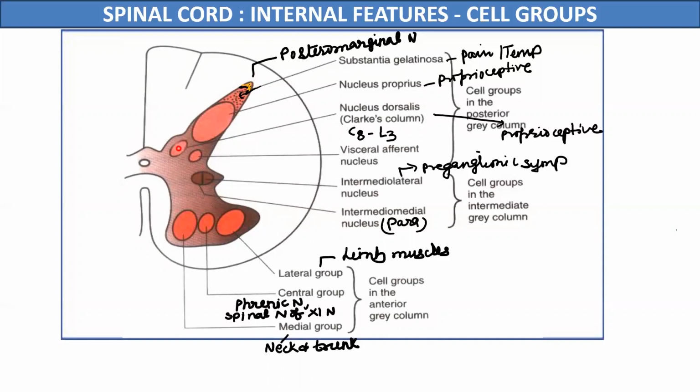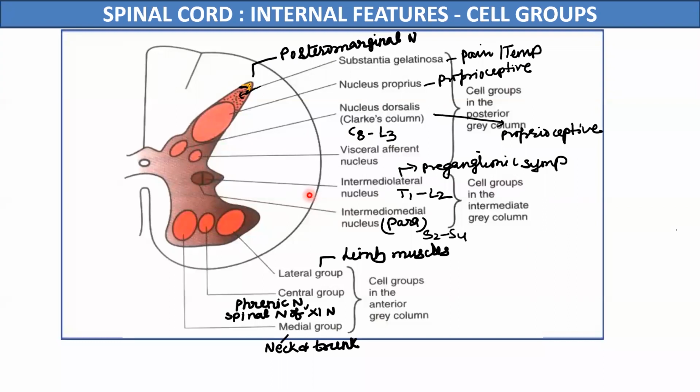And the fourth group of neurons is the nucleus dorsalis or Clarke's column, which is also receiving the proprioceptive sensations, but it is present only from the C8 to L3 segment of the spinal cord. And last was the visceral afferent nucleus, receiving the sensory impulses from the viscera.